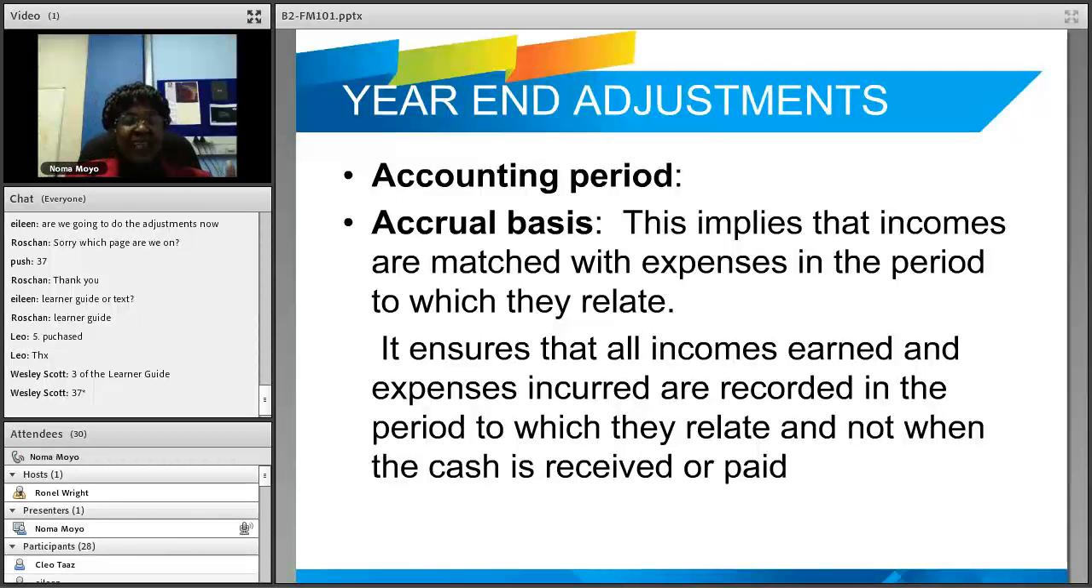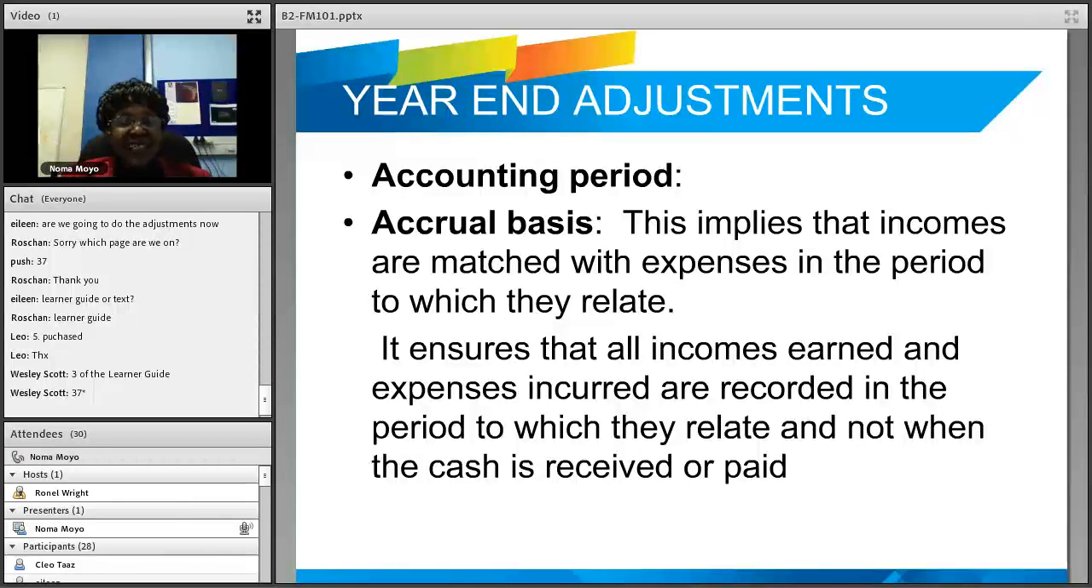So I've explained the accounting period. If our year starts in January, it will end on December 31. If it started on 1 March, it will end at the end of February. Our accounting period is 1 year. In South Africa, mostly the year ends in March. We believe in accrual. Our accounting system is on accrual basis.